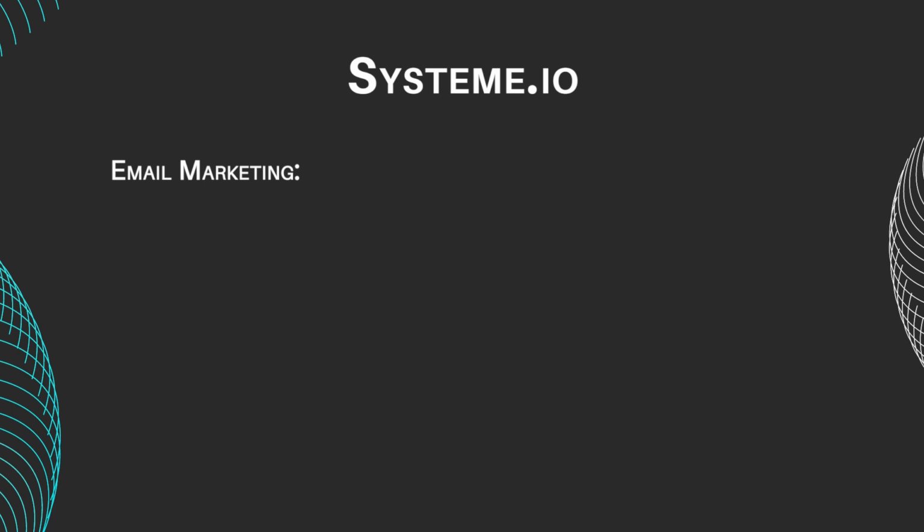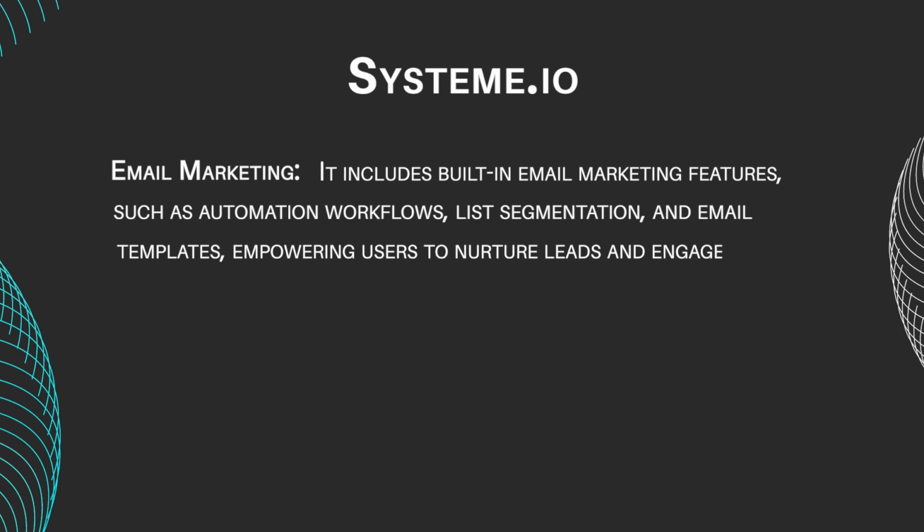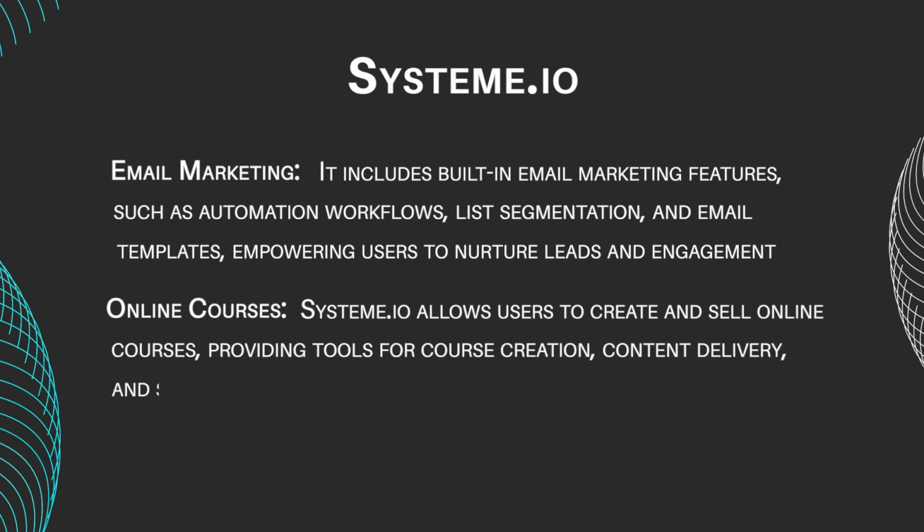Email marketing. It includes built-in email marketing features such as automation workflows, list segmentation, and email templates, empowering users to nurture leads and engage with their audience. Online courses. System.io allows users to create and sell online courses, providing tools for course creation, content delivery, and student management.